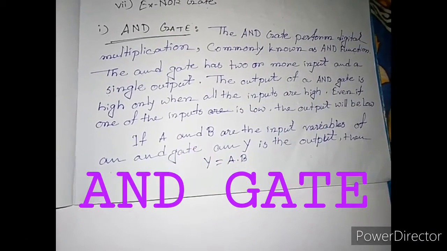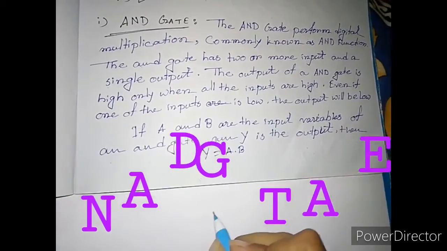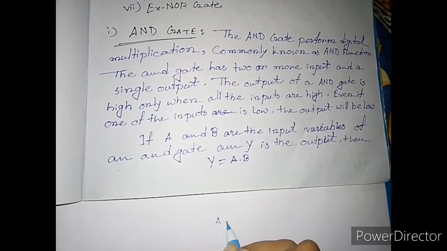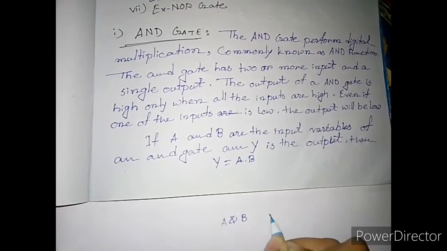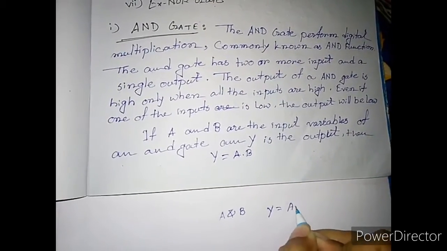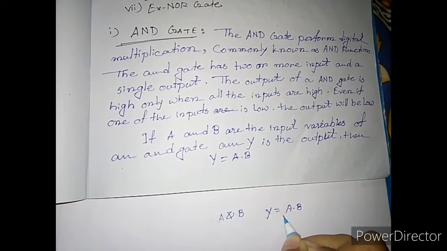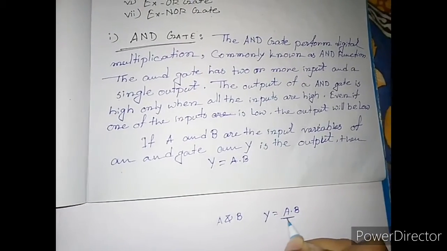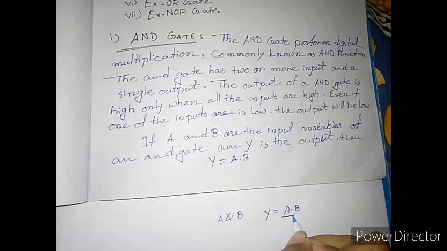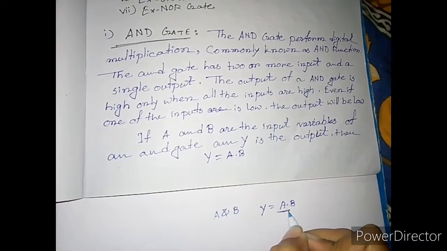The AND gate performs digital multiplication. That means when the inputs are A and B, the output Y is equal to A dot B. That means the digital multiplication, commonly known as the AND function.